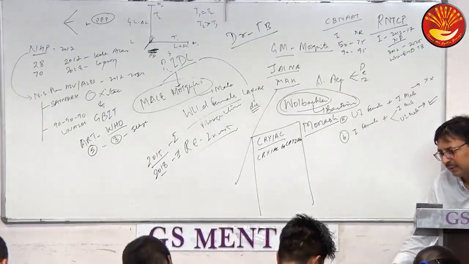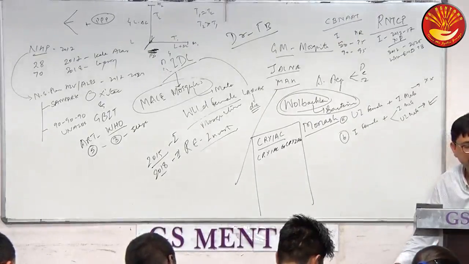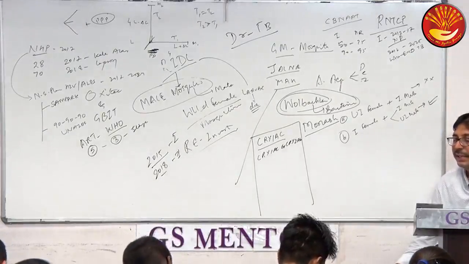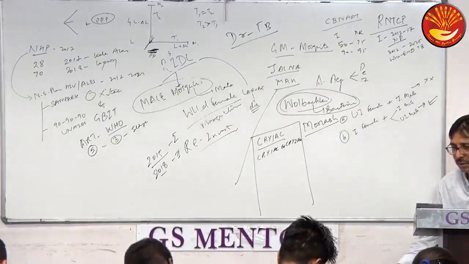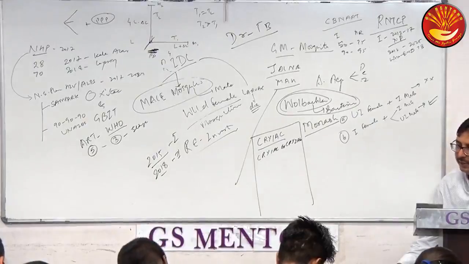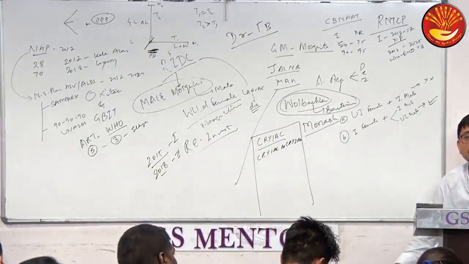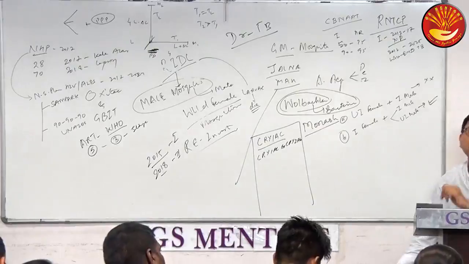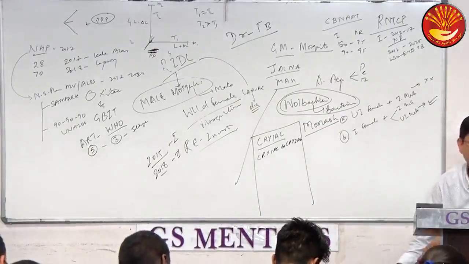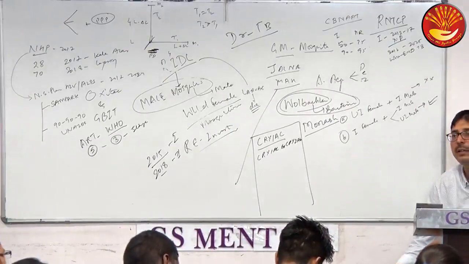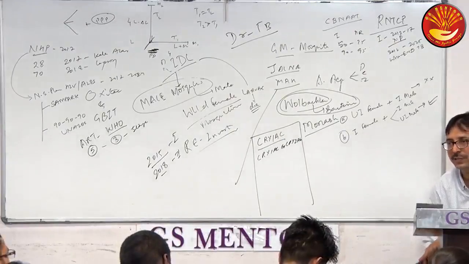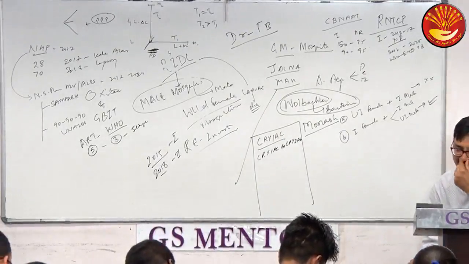against the chemical glyphosate, G-L-Y-P-H-O-S-A-T-E. In GM mustard, the chemical was glufosinate. Please be very clear.